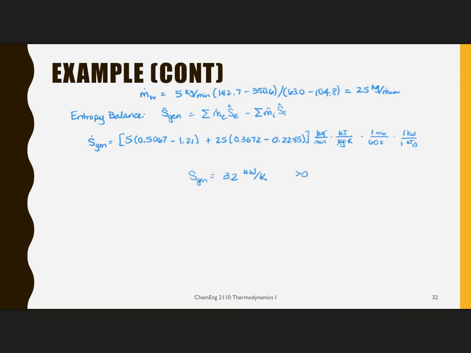This is positive, so therefore this is an irreversible process. And it's a number. It's a little bit difficult in a silo like this to identify whether or not that's a large value or a small value. And in fact, it's a bit large.